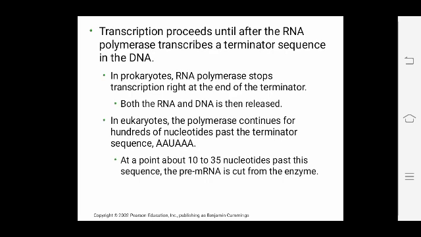In eukaryotes, the polymerase continues for hundreds of nucleotides past the terminator sequence AAUAAA. At a point about 10 to 35 nucleotides past this sequence, the pre-mRNA is cut from the enzyme.